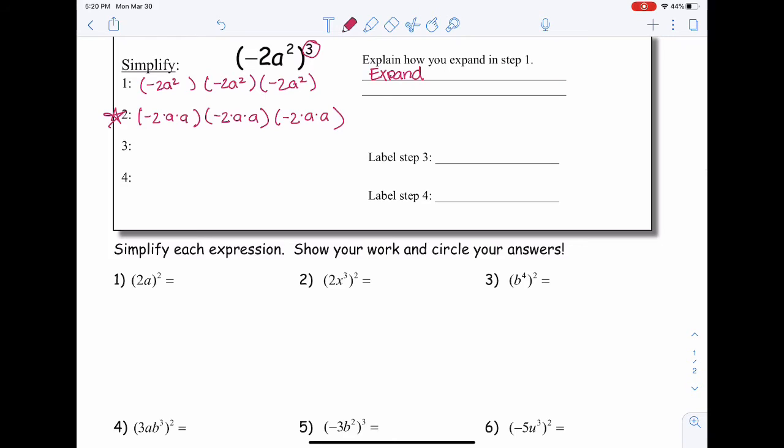So let's go ahead and now bring our numbers to the front, and that's what we call our step of rearrange. So negative 2, negative 2, negative 2, and I see 6 a's. 1, 2, 3, 4, 5, 6. There we go. And now our last step is to multiply. So negative 2 times negative 2, that's positive 4. Bring down this negative 2. So 4 times negative 2, that's going to give me negative 8. And I have a to the power of 6 because there are 6 a's.